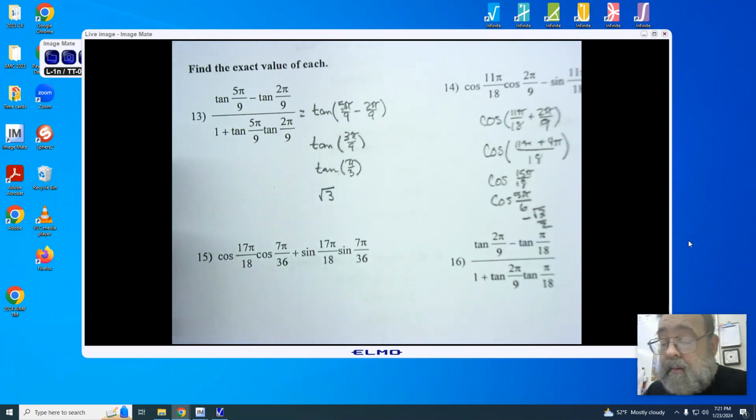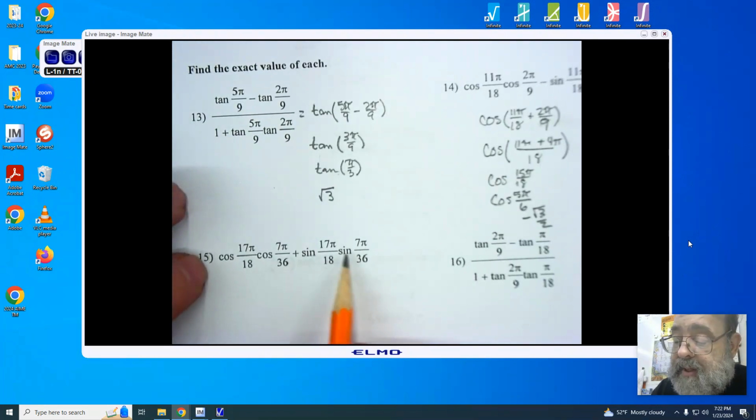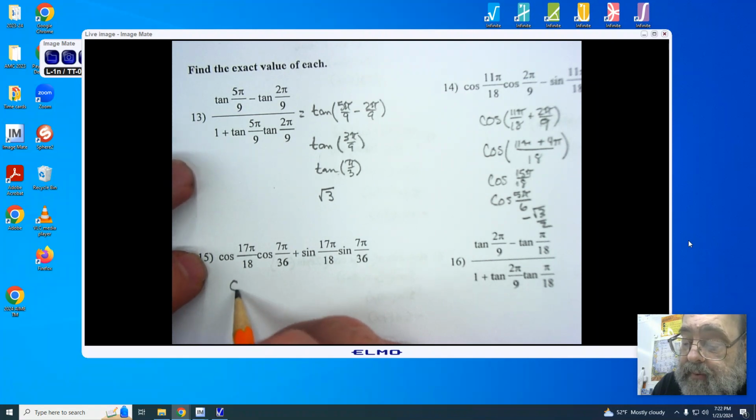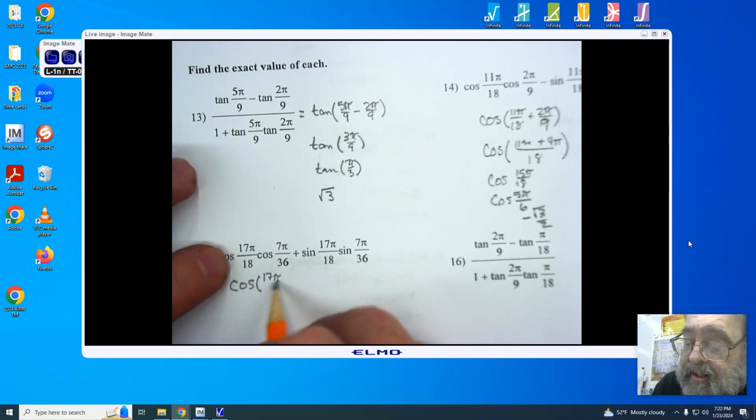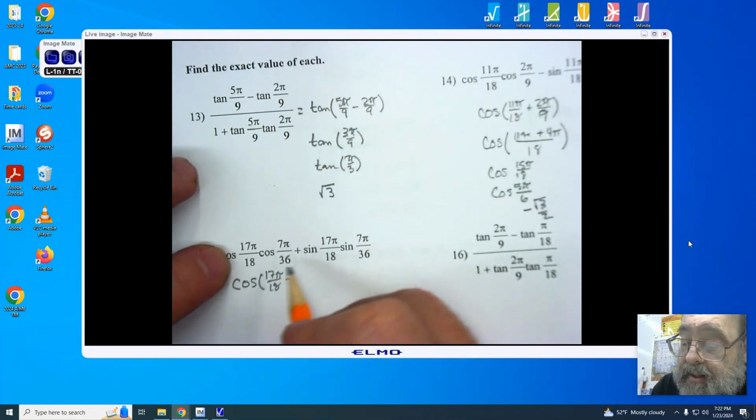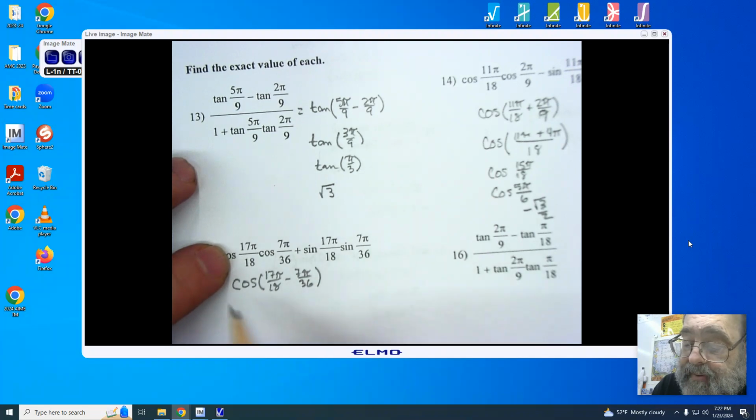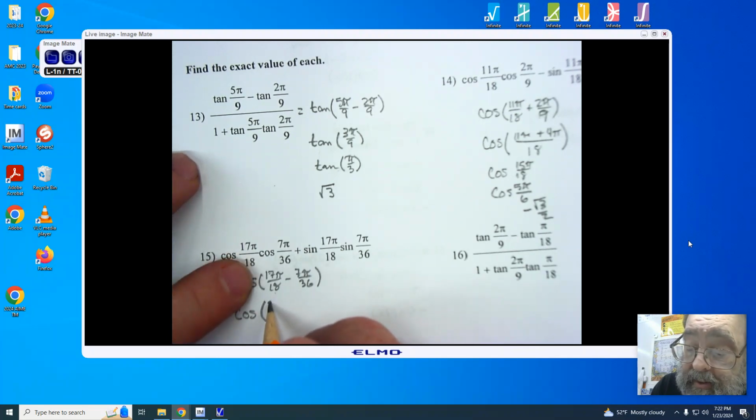Number 15. Cosine cosine plus sine sine is a difference of cosine values. So cosine of 17 pi over 18 minus 7 pi over 36. I get the common denominator by multiplying the top and the bottom by 2. So the cosine of 34 pi minus 7 pi over 36.